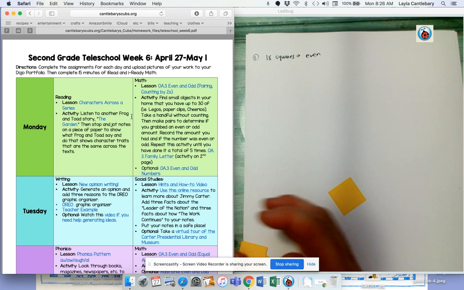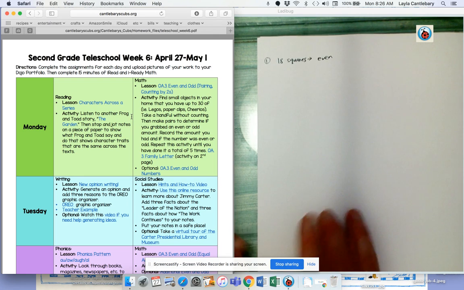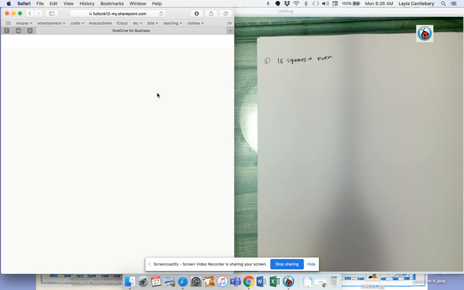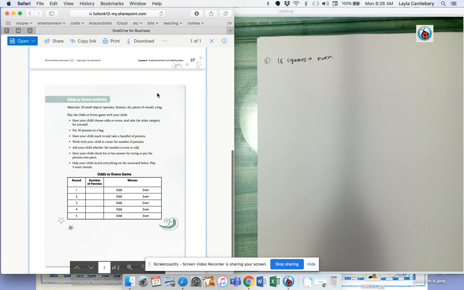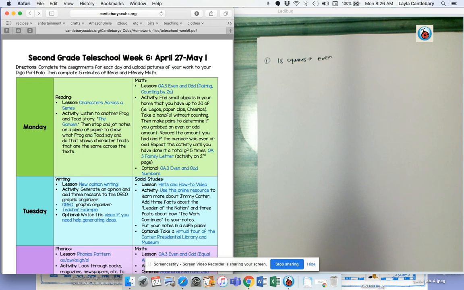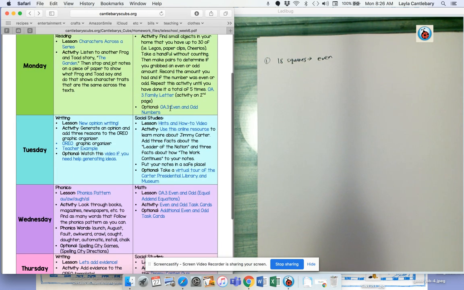It doesn't say you have to draw it, so you do not have to draw it. If you want to draw it, you can, just to show me your work. But again, you don't have to because it doesn't say that. And then if you click right here, it says OA Family, activity on the second page. So if you click on this and you go to the second page of your document, that's basically what you're doing. This odds and evens thing down here. Okay. So that is math, and then there's an optional activity if you want to.